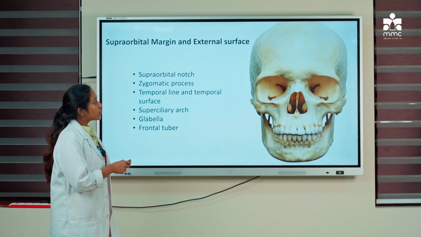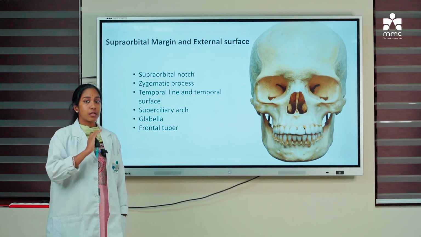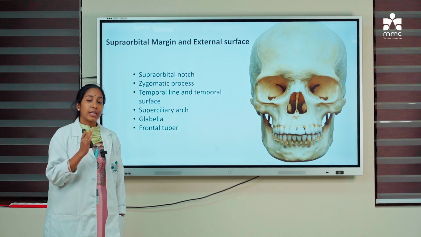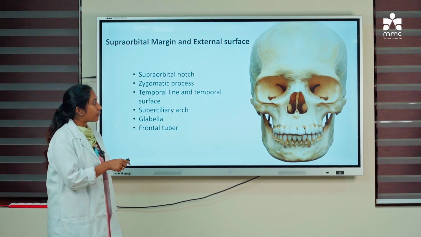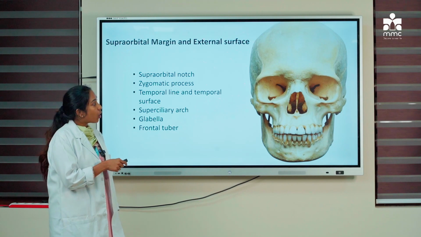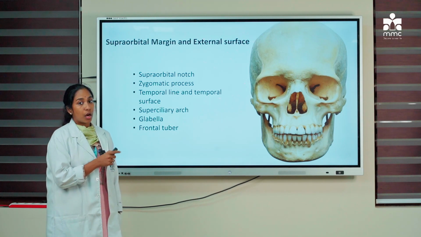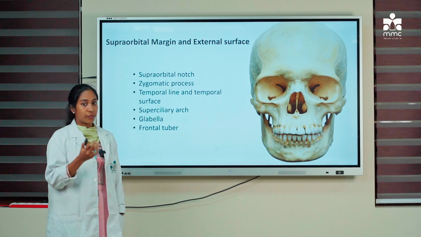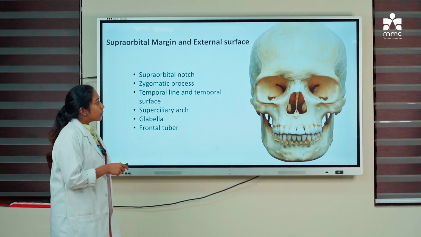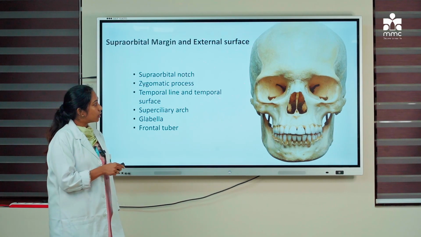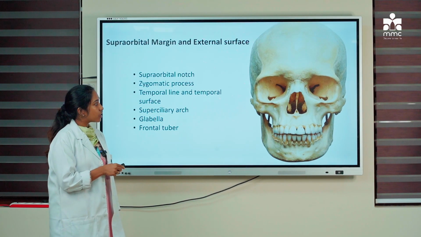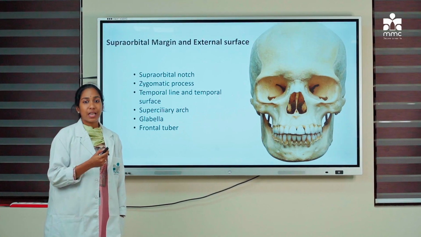Okay. Now coming to the external surface, it is smooth and it is related to the temporalis muscle. Here we have the temporalis muscle and also the aponeurosis of scalp, which is the third layer of scalp. Then above the supraorbital margin we have a rounded elevation. This rounded elevation is called the superciliary arch.